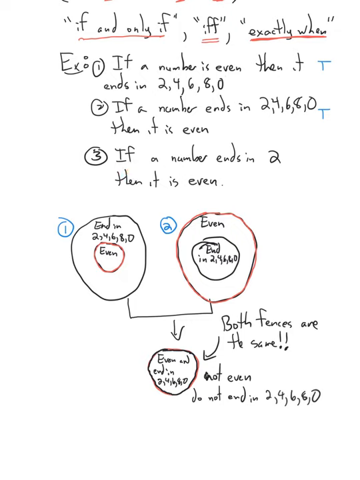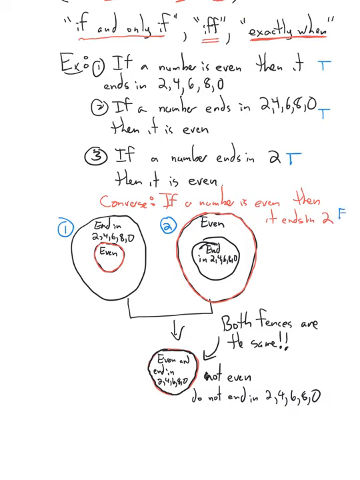So we know that if a number ends in 2, then it is even. That's true. 2, 12, 22, 32, 42, whatever. They're all even numbers. But what's the converse? The converse is if a number is even, then it ends in a 2. And we know that's not true. We can come up with a counterexample. So while the first one was true, the converse is not true.